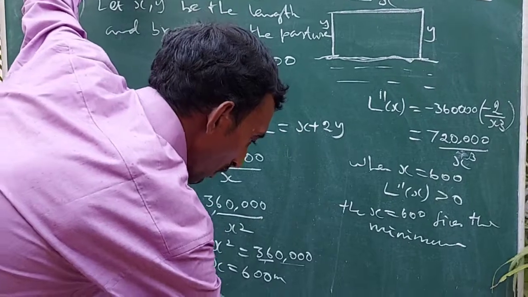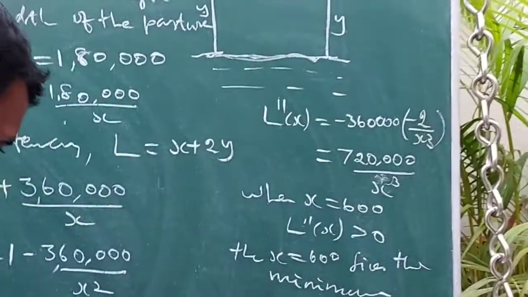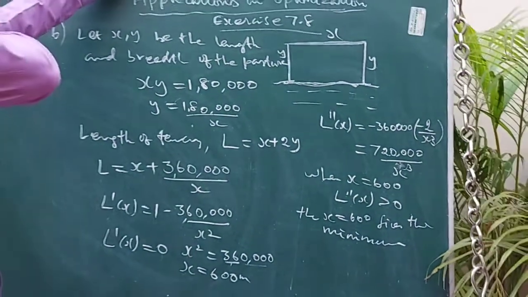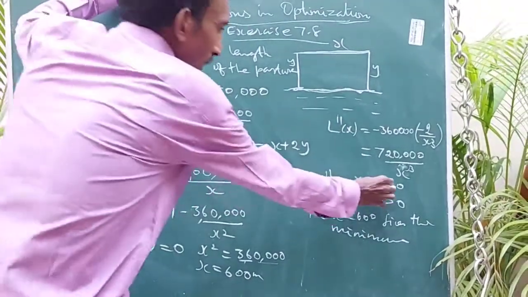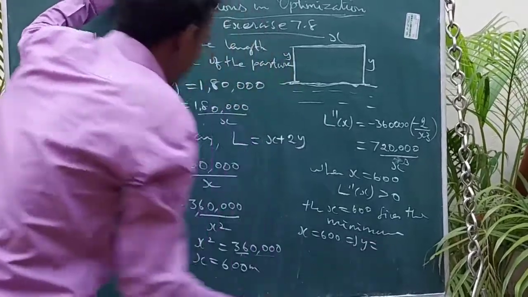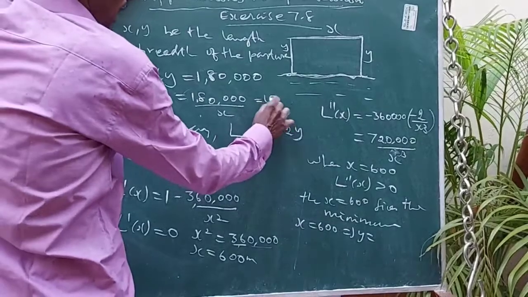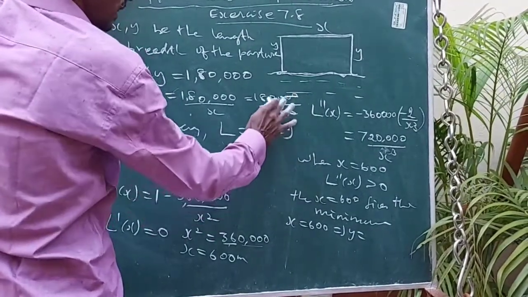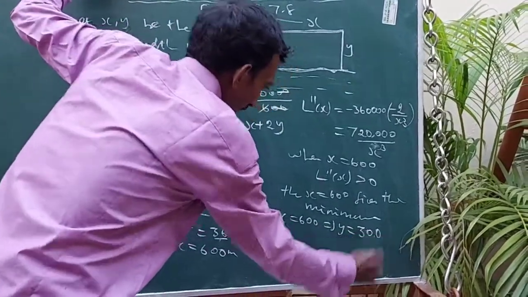Our aim is to minimize the function, the length of fencing. So we need to find out the minimum length. So for that one, if x equal to 600, which implies y equal to, put x equal to 600 here. So 1,80,000 by 600, 2 zeros cancel, 1 time 3 times. So we are getting 300.